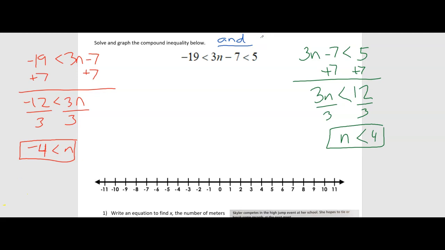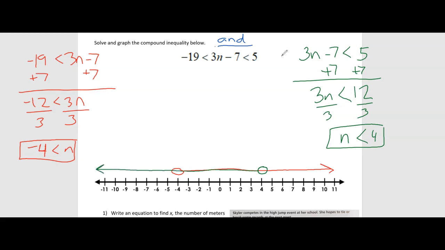Let's go ahead and graph the red one first. I have n is greater than negative 4. So I have an open point because it's just greater than. And I'm looking for numbers greater than negative 4. So I'm going to go this way to the right on my number line. If I graph my green, I have n is less than 4. So again, an open point. And I'm looking for numbers less than 4. So I'm going to the left.